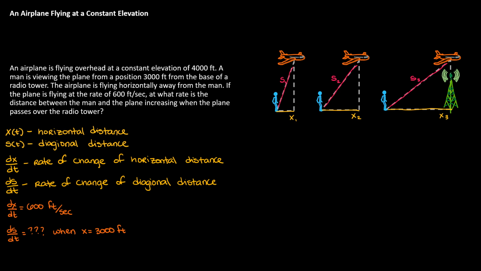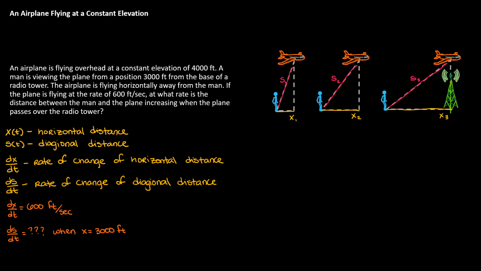We're asked to calculate the rate of change for the distance between the man and the plane. That would be that diagonal distance, ds/dt. We're trying to calculate ds/dt specifically when the plane is above the radio tower. And if we look at the things that are changing, the best way to represent the moment in time where the plane is above the radio tower is to say that the horizontal distance between the man and the plane is 3,000 feet. It's gone all the way over the distance between the man and the radio tower.